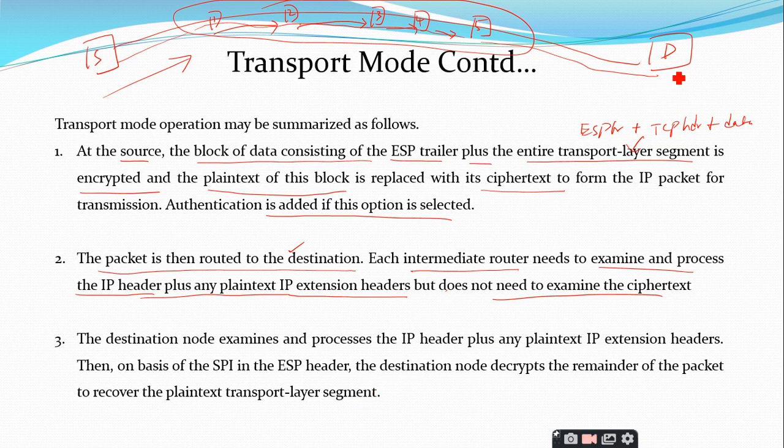So, here you can observe that you are going to provide the confidentiality service, very important. So, it is not going to examine the ciphertext. And at the destination, when the packet reaches the destination, it examines and processes the IP header plus the plaintext IP extension headers, if any. So, these IP extension headers are related to IPv6 only. There is no need for the extension headers in the case of IPv4. So, if it is using IPv6, everything will be examined. Then on the basis of this SPI, which is present in the ESP header, the destination node will decrypt the remainder of the packet and recover the plaintext.